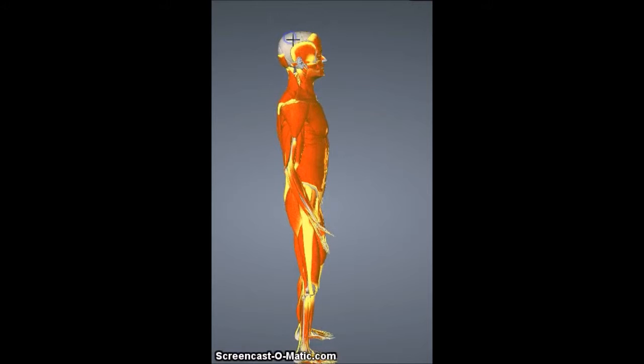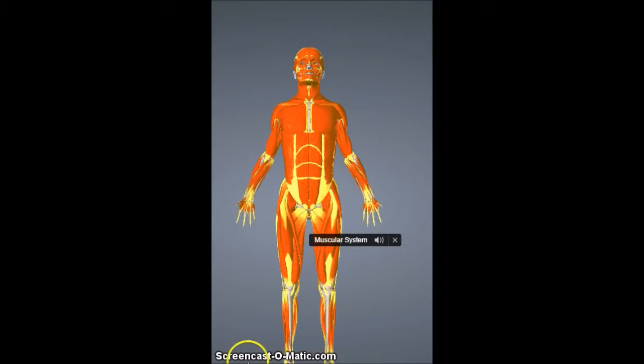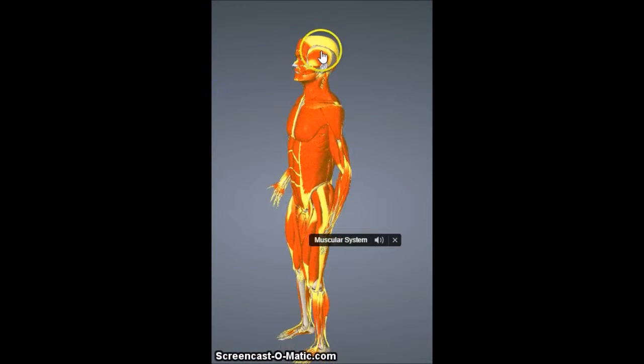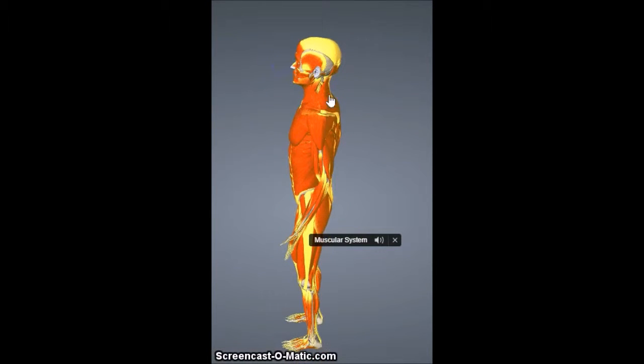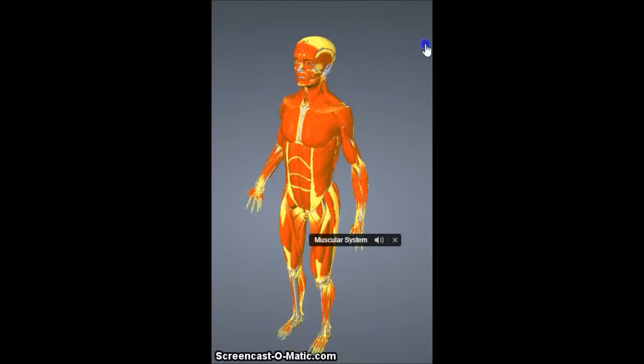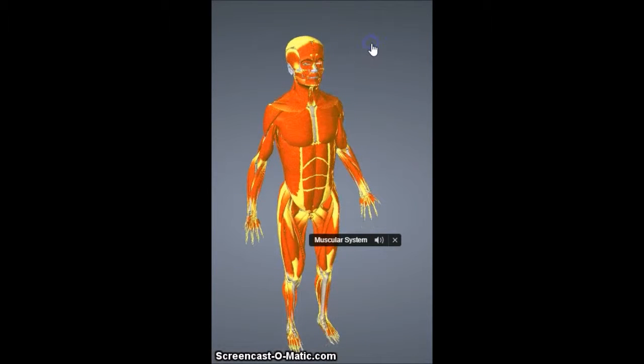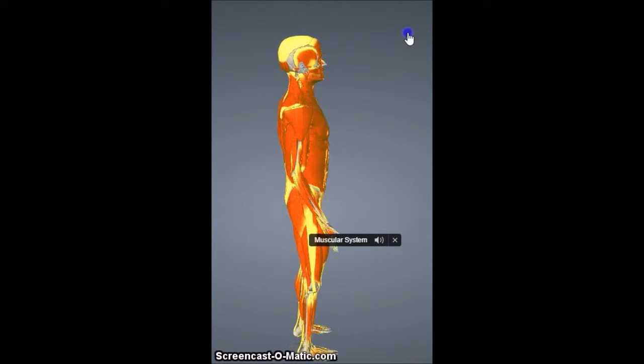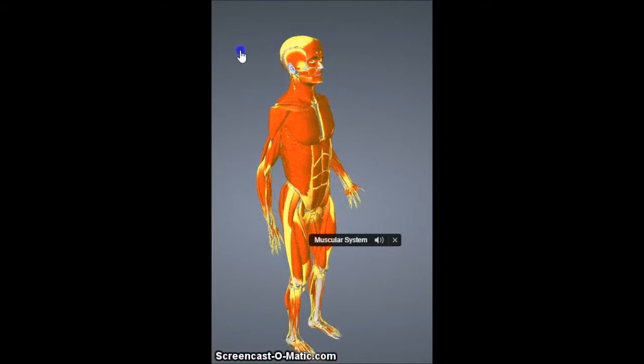But those two muscles are connected by the galea aponeurotica, galea meaning helmet, and it's also called the epicranial aponeurosis. I'm not sure what your book has, but this program gives both names actually. So those are the muscles of the cranium.